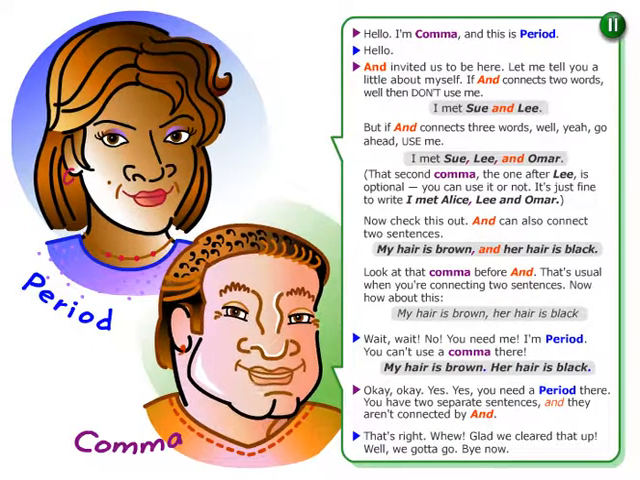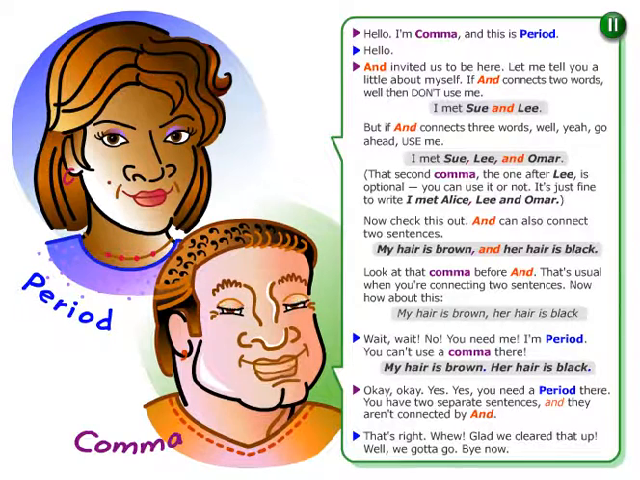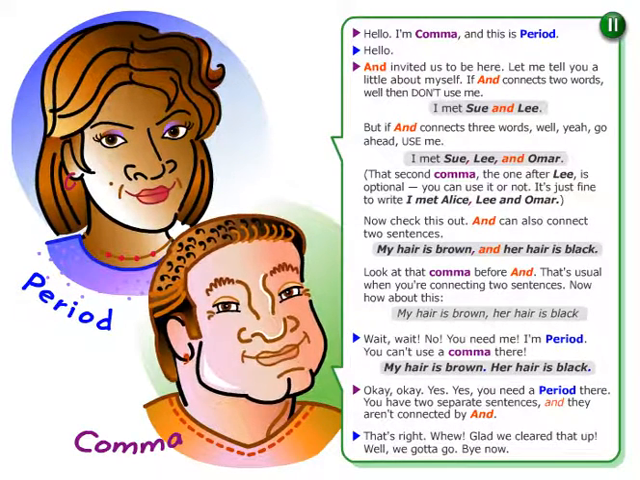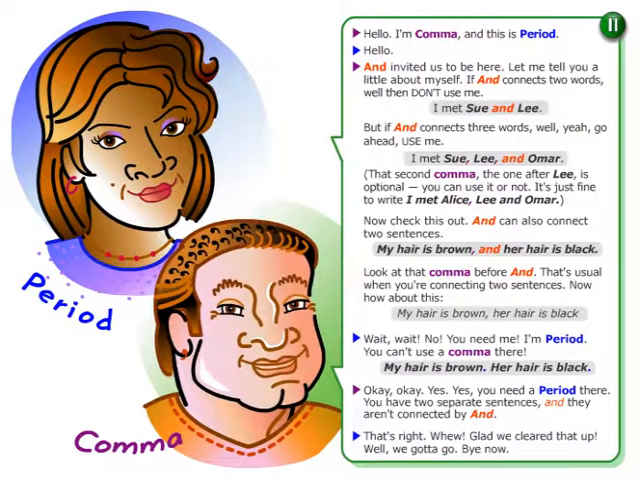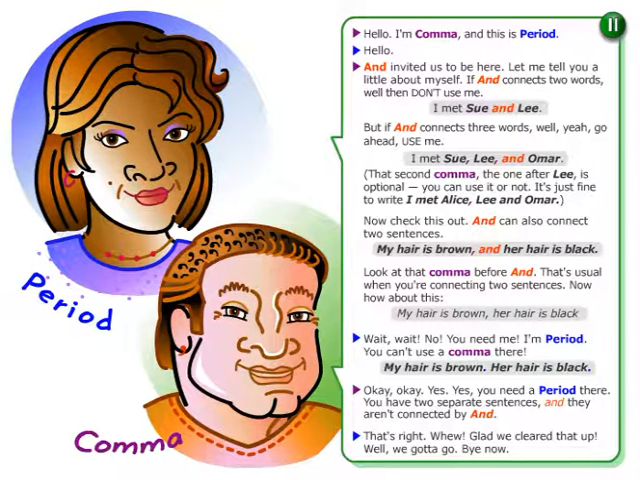Now, check this out. "And" can also connect two sentences. My hair is brown, and her hair is black. Look at that comma before "and." That's usual when you're connecting two sentences. Now, how about this? My hair is brown, her hair is black.